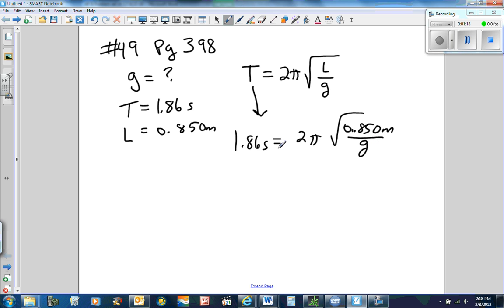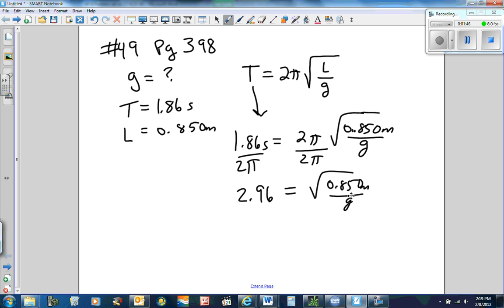So what do I do? Well, I've got to square everything to get rid of this radical. But before I do that, I could divide both sides by 2 pi, correct? And if I do that, I get 1.86 divided by 2 pi. You got to put parentheses around your 2 pi to get the right answer. It gives me 2.96, so 2.96 equals the square root of 0.850 meters over g.